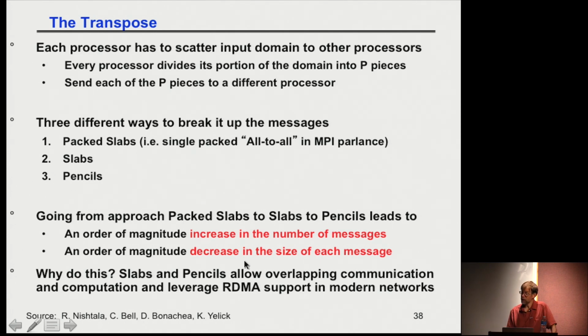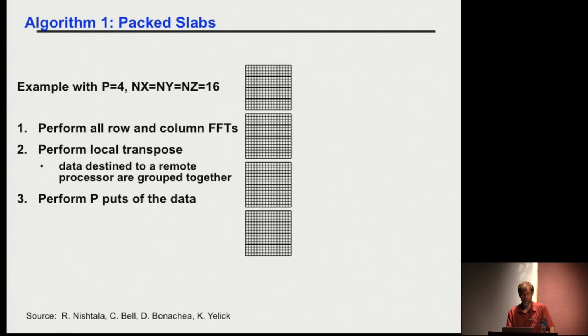But they're going to be much, much smaller, right? So this is going to have a lot more messages. They're going to be a lot smaller. I'll have more opportunity for overlap. What's the sweet spot? So let me just draw the picture of how the algorithm is going to work.